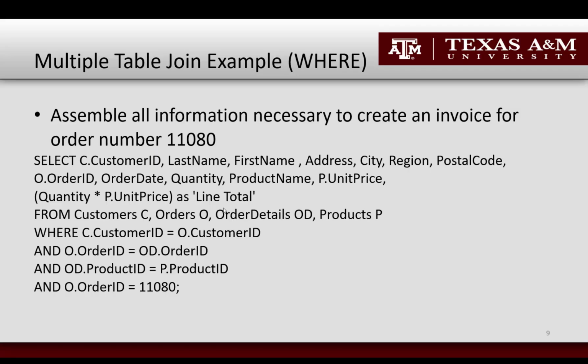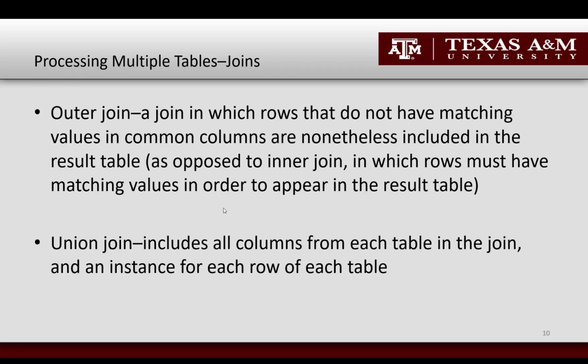We could write the same query with a WHERE statement as opposed to an ON statement and get the same result. Sometimes we don't want an inner join. We actually want to include all of the results from one side or the other side of the join and then show the matching information if it exists. But if it doesn't exist, we just will show empty information. These are called outer joins.